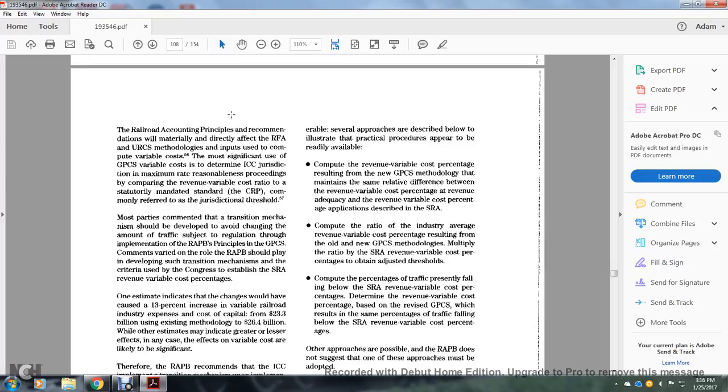The Railroad Accounting Principles Board recommended that the material directly affecting the railroad, RCAF, and the Uniform Railroad Costing System use a methodology to input the computable variable cost. The most significant use of the general purpose costing system variable cost is to determine Interstate Commerce Commission jurisdiction and maximum rate in proceedings, comparing revenue-variable cost ratios to statutorily mandated standards. These are commonly referred to as jurisdictional thresholds.